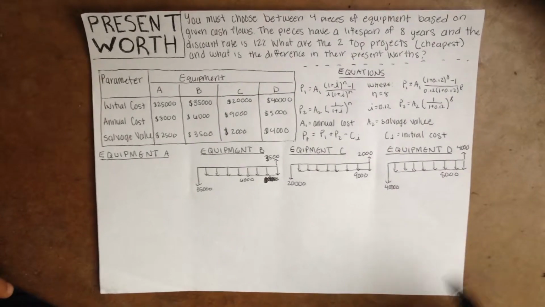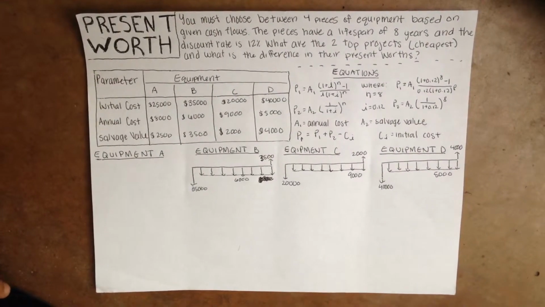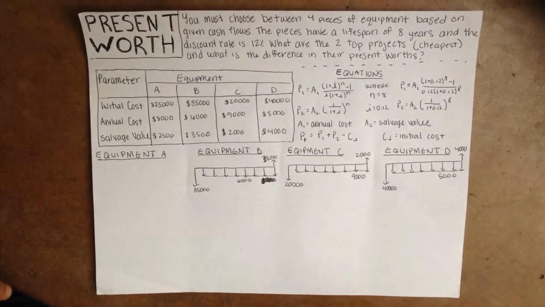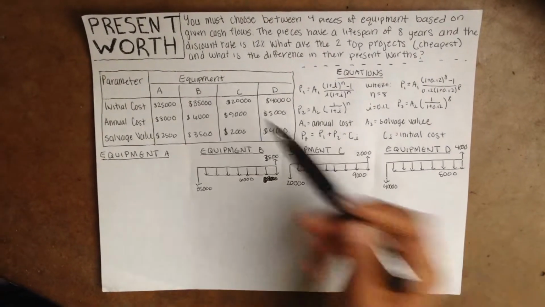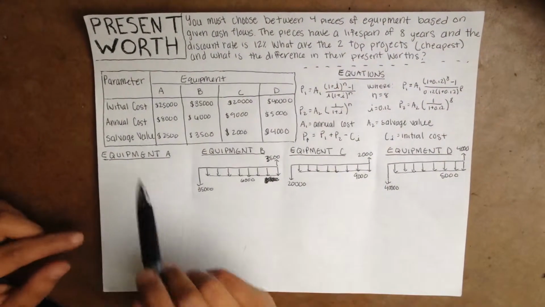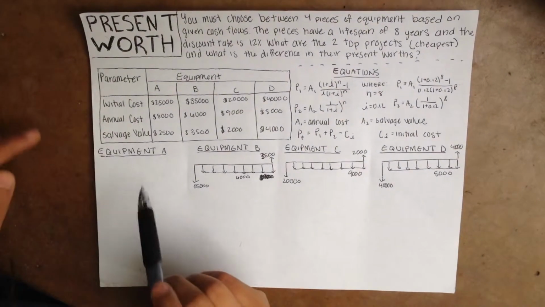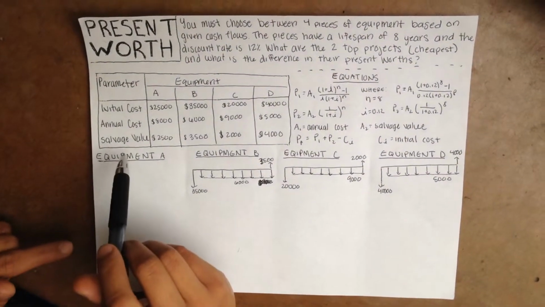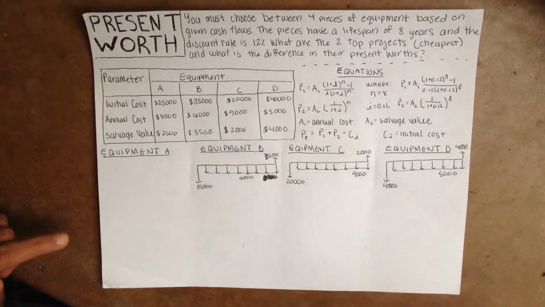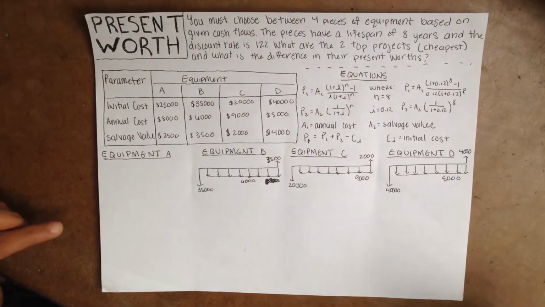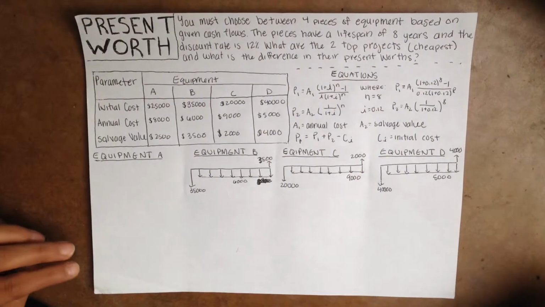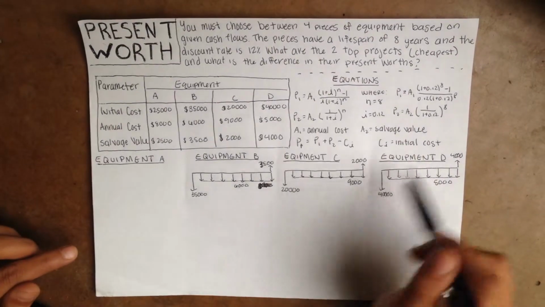Present worth puts money from the future in terms of what it would be worth today, and you evaluate that with a discount rate. So looking at the table, we have the initial cost, the annual cost, and the salvage value, which is the value of the material after you sell it back over 8 years. The equations that we're going to use are these equations.